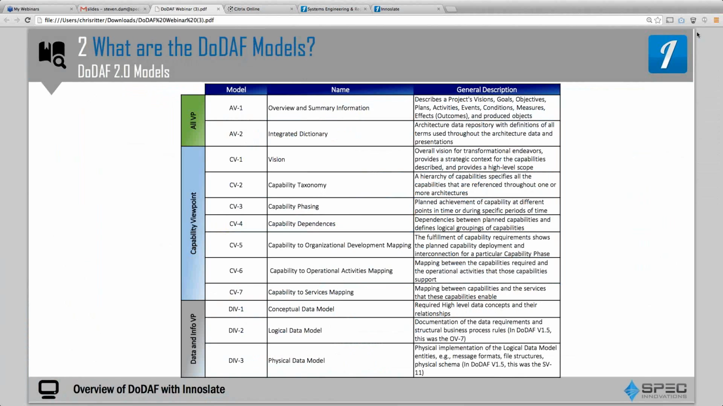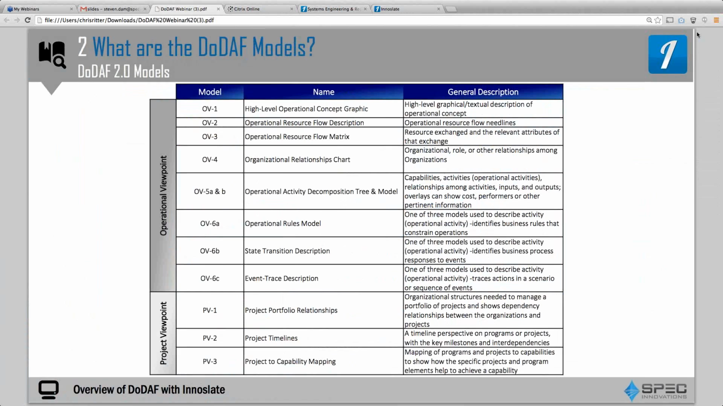So let's jump to the next viewpoint, which is the data and information viewpoint. That's the standard data model approach: conceptual data model, a logical data model, a physical data model. Before, the DIV2 and the DIV3 were separate. They were actually in the OV, the logical data model was an OV7, and before, the physical data model was in the SV11. They didn't have a conceptual data model, which was always thought to be a kind of a hole. So this actually fixed that problem when they added this in.